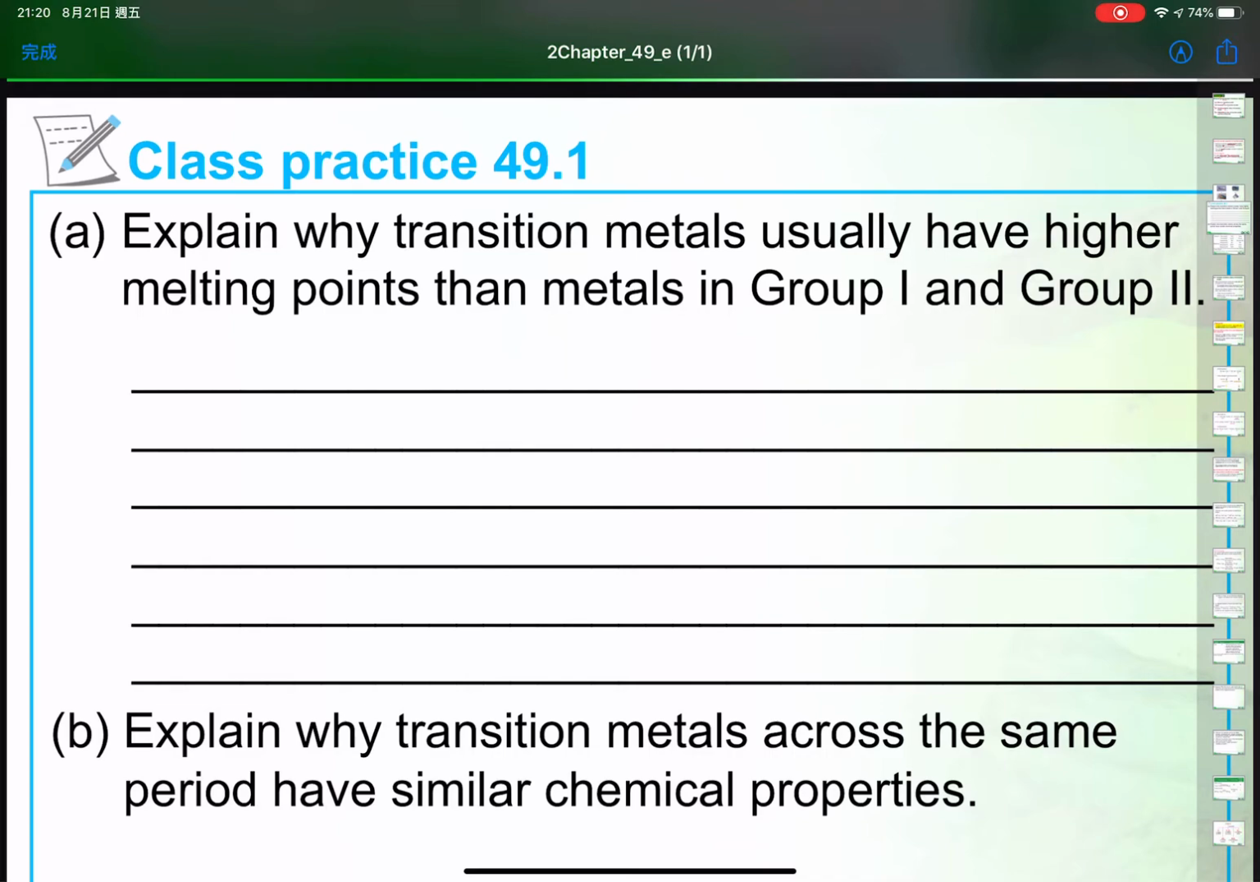Explain why transition metals usually have a higher melting point than metals in group 1 and group 2. Why? If you remember, in transition metals, electrons in both the outermost shell and the next inner shell will contribute to the sea of electrons, so therefore they have a stronger metallic bond, okay, because they have two shells to contribute to the sea of electrons. But normally in group 1 and group 2, only the outermost shell electrons.